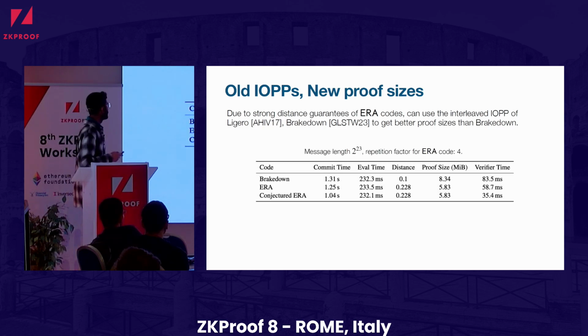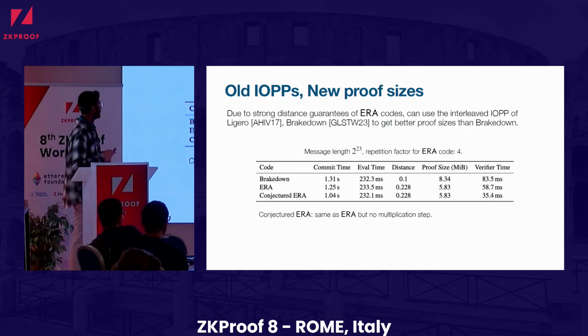So for example, this is a small experiment with a relatively short message length. But if you use an error code with repetition factor 4, then you can see that we get commit times, evaluation times, and verifier times that are all very similar to Brakedown. But our proof sizes are smaller, mostly because of our increased distance compared to Brakedown. Brakedown, here we parameterize to have distance 0.1, but our error codes with r equals 4 have distance 0.228, so therefore they're able to get smaller proof sizes.